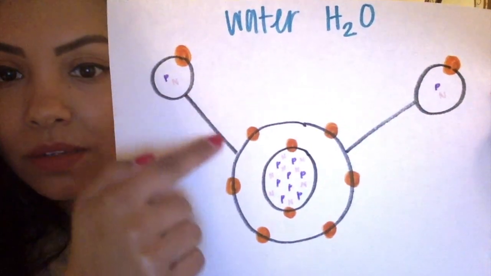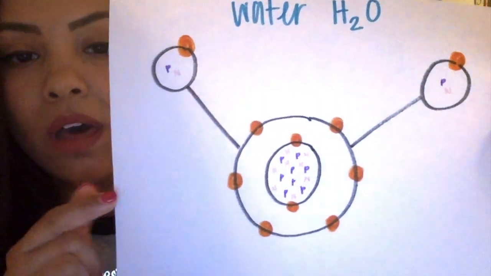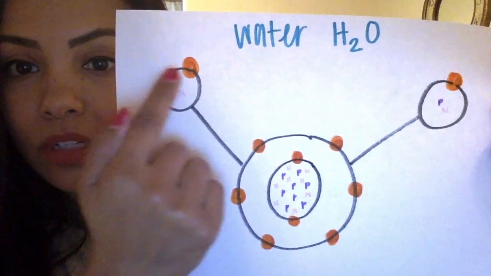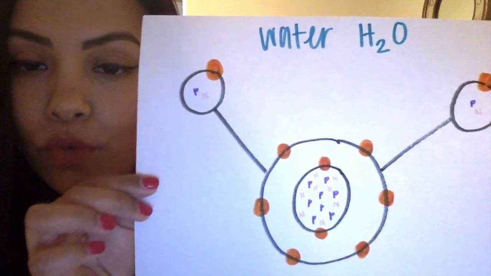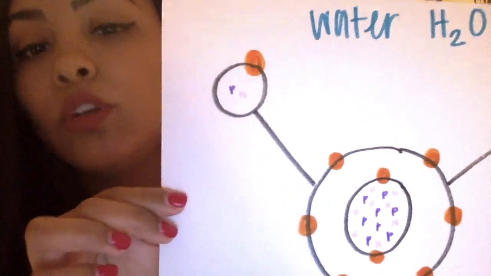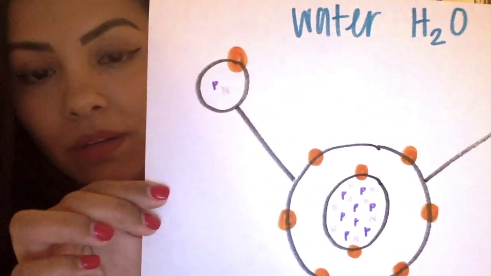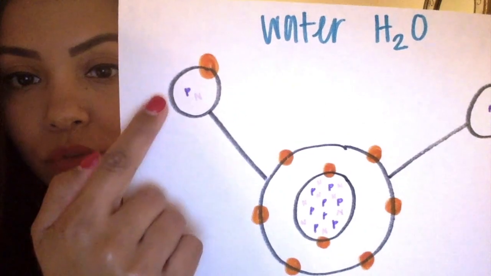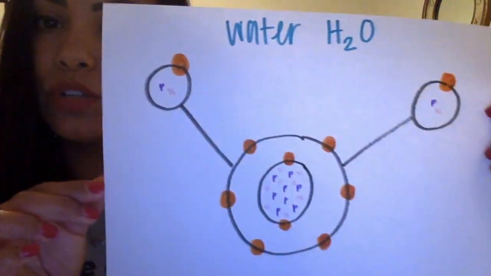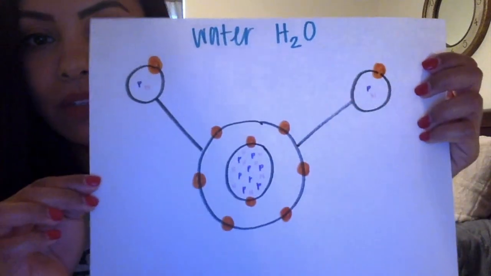Right here, what connects these two is polar bonds. And then we have our hydrogen, which is the first element in the periodic table. It has 1 proton, 1 neutron, and 1 electron, and it doesn't fill up its first electron ring because it only has 1 electron. And there you have it, a compound.